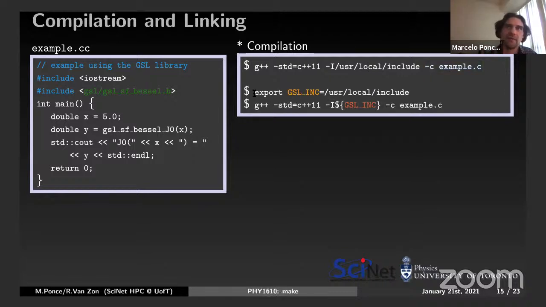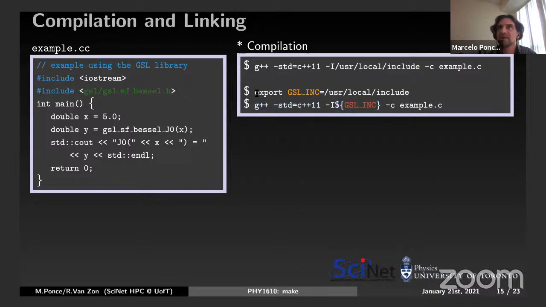Then the other thing I'm going to do, and I could have done this at the very beginning, is define an environment variable called GSL_inc for the include directory of the GSL, and then specify the path to that. And when I do that, instead of writing -I and the specific path, I can write C++, the standard I use, in this case 11, I should have used 14, and then -I and the environment variable, and then -c example.c. So these two lines are exactly the same.